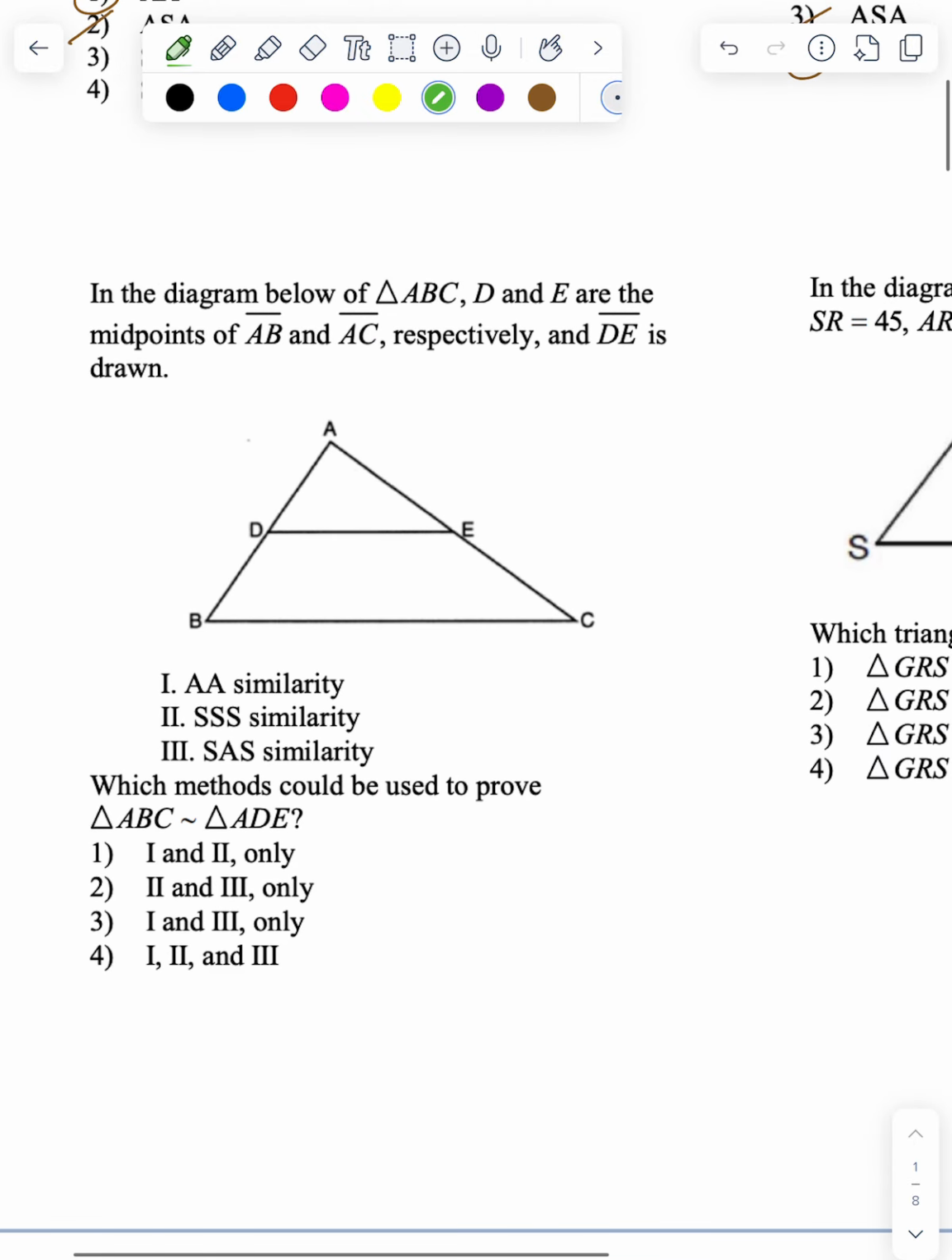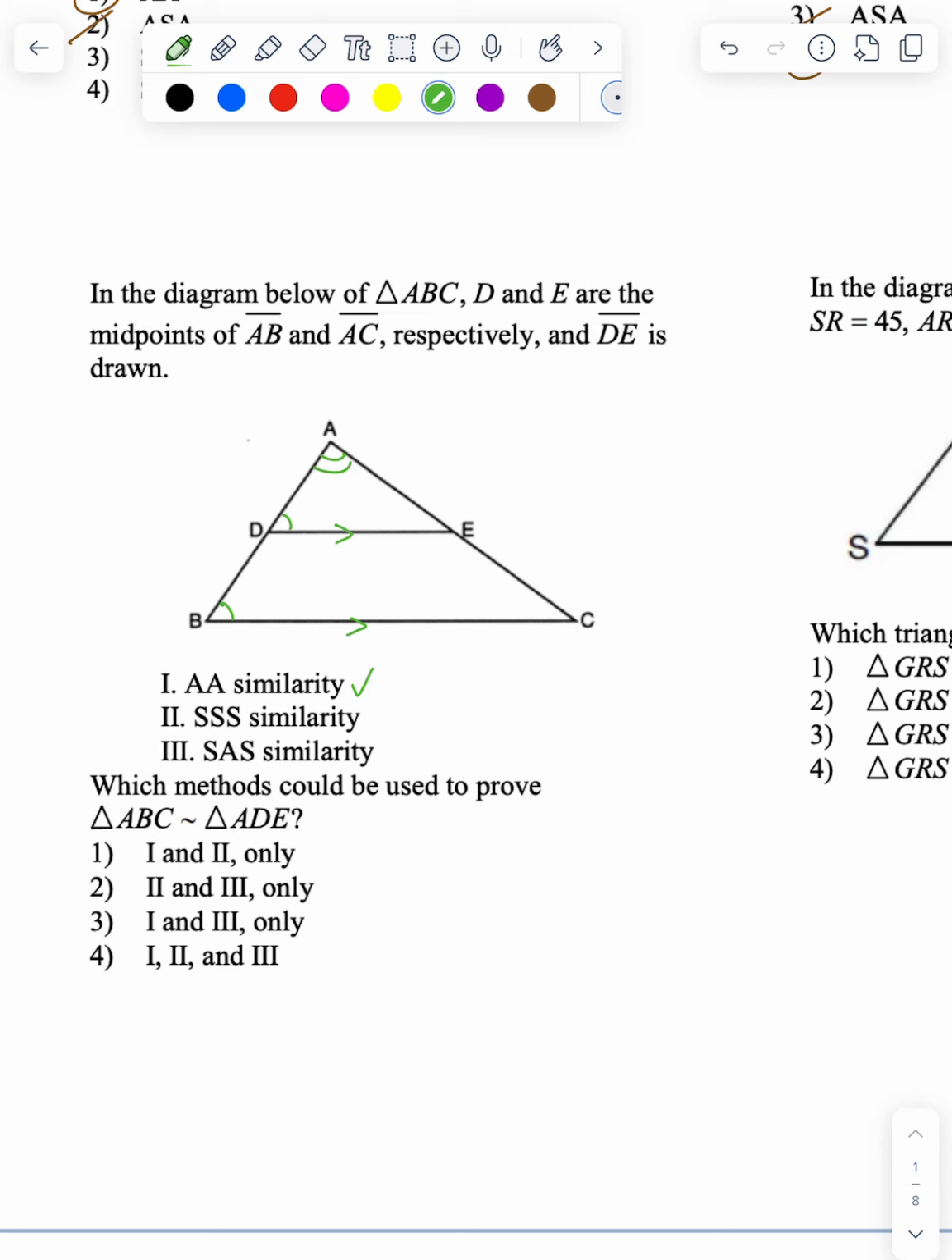If we take a look over here at this question, we're told that D and E are midpoints of the sides that they're on, AB and AC, and DE is drawn, so DE is a midsegment. And it's asking which methods could be used to prove that the triangles are similar. So if DE is a midsegment of the triangle, it's parallel to the third side. So that means corresponding angles are congruent. And there's also the shared angle A. So AA similarity does work to prove the triangle similar. We do have congruent angles.